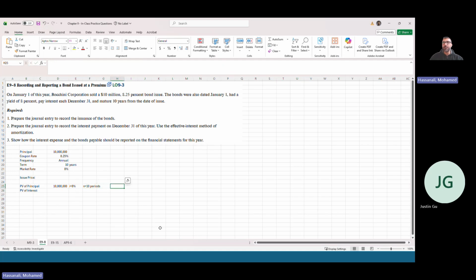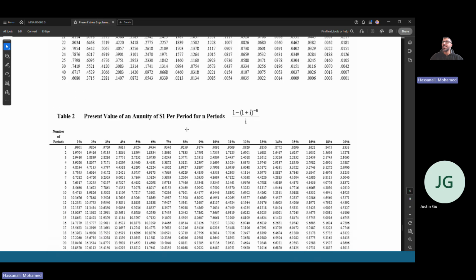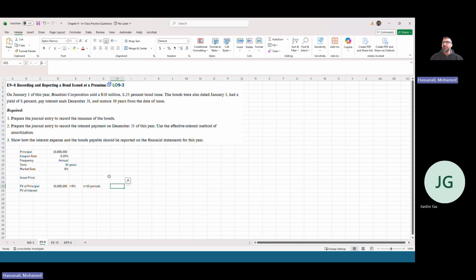So therefore, our present value factor, if we were to go to the table, is 10 periods, 8%. Go down 8, try to get to here, which is 6.7. No, we're at the wrong table. We need to get to this table. So you got to make sure you're looking at the right table. So 8%, 10 years, we are 0.4632. So we're going to go back and write 0.4632. All right, so this is our PV factor.